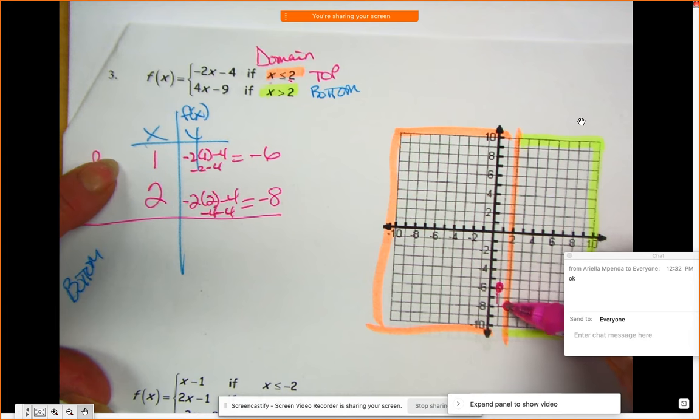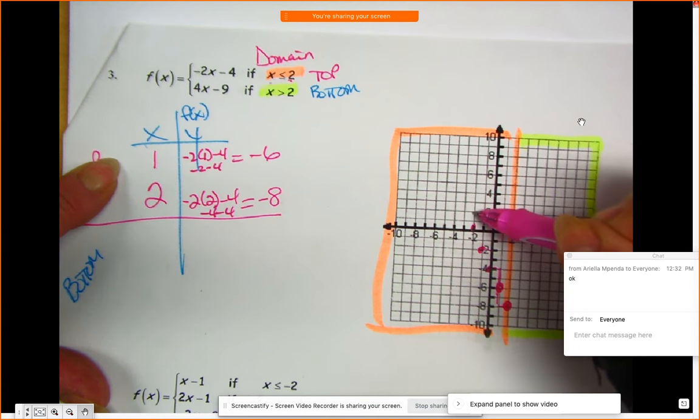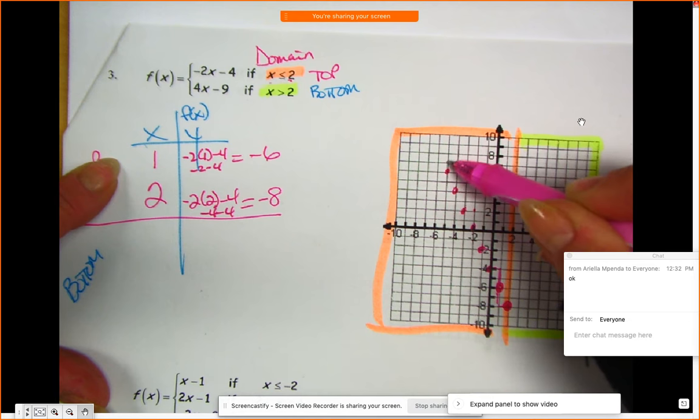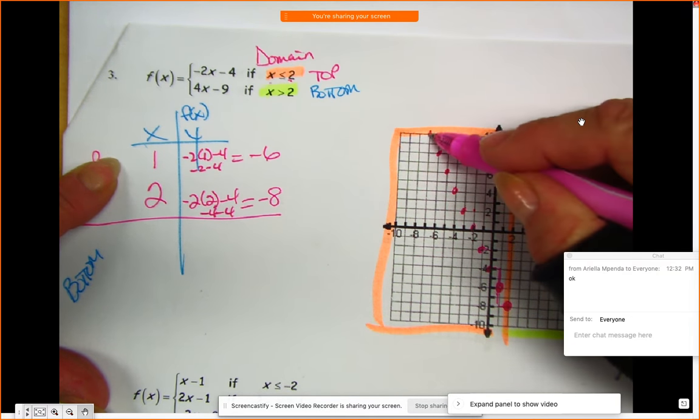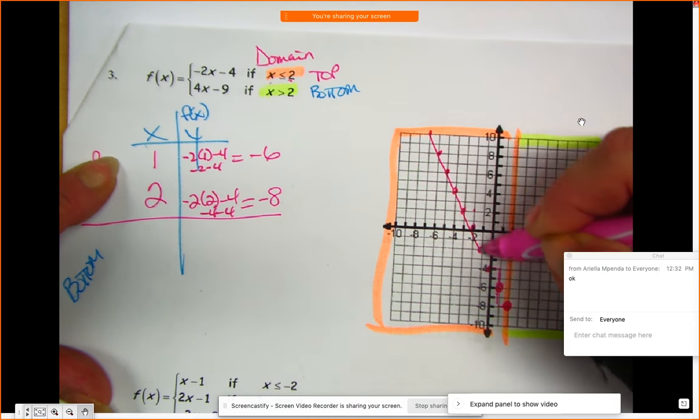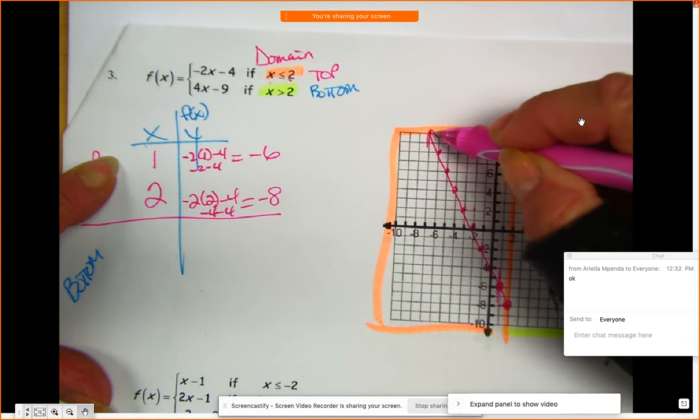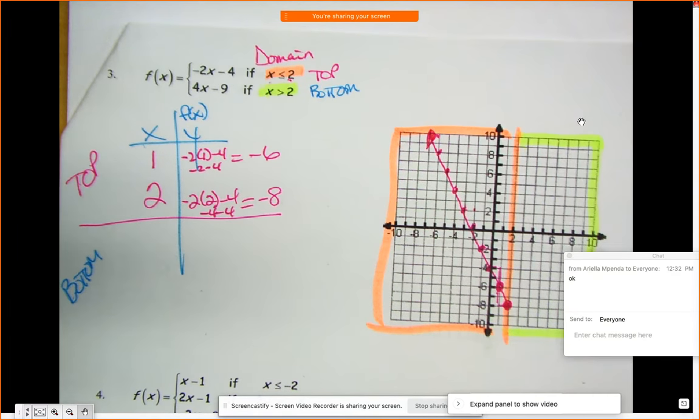Look, down 2 to the right 1. I can also do the opposite: up 2 to the left 1. Once you know a point on the graph, you use the slope and you can find all the other points. Okay, so there's that line. It continues on and on forever to infinity and beyond.